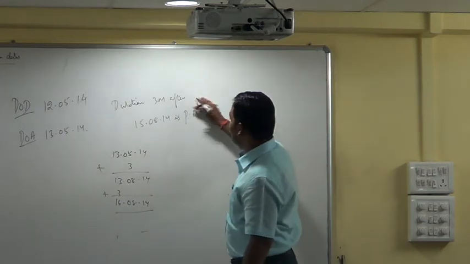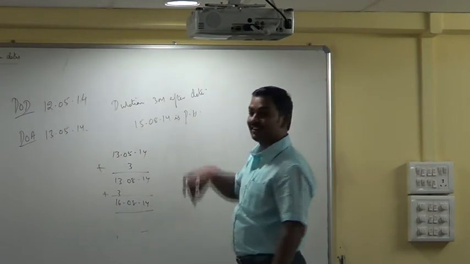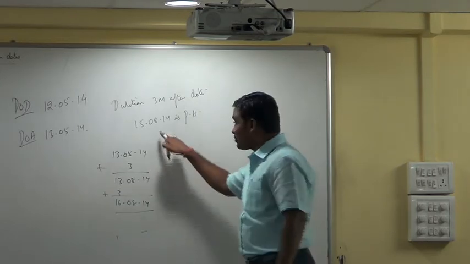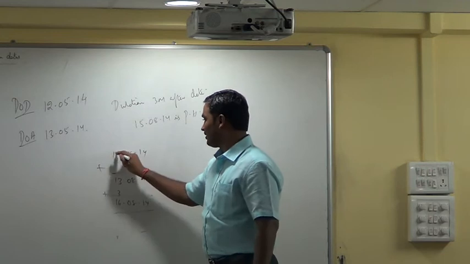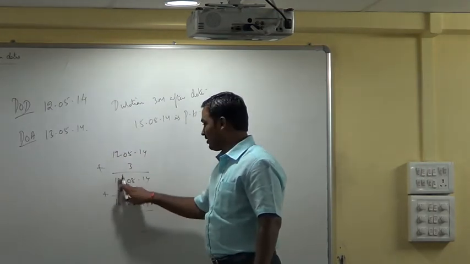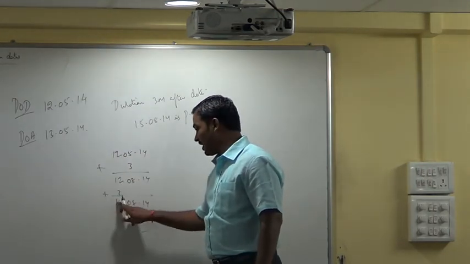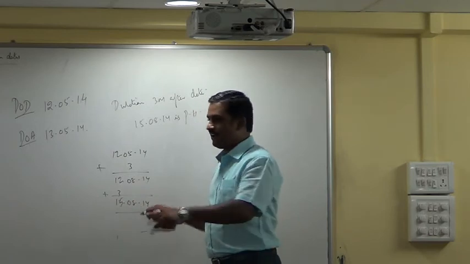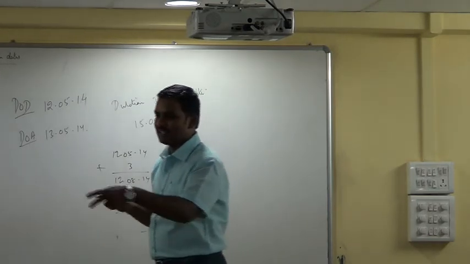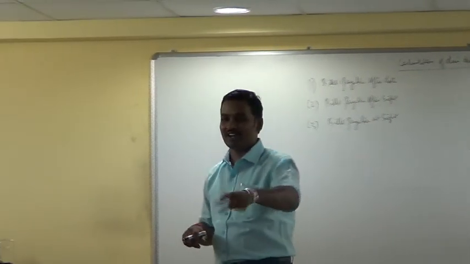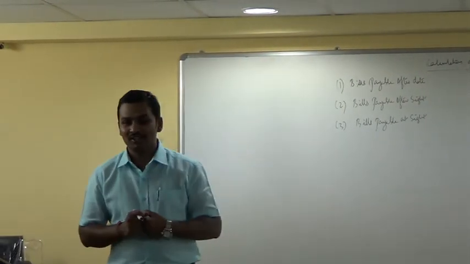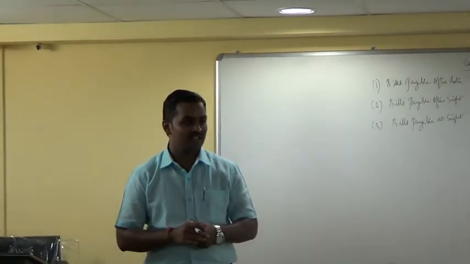If the problem says 3 months after date, then this piece of information is useful for us. 12th May, you will add 3 months, 12th August, you will add 3 days. 15th August is a public holiday. Then this information is useful for us, and you will say 14th August. So just because some information is given to you as a public holiday, don't pounce on it and base your answer on that information. Sometimes it may be irrelevant.